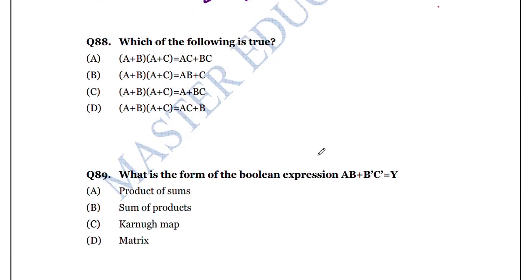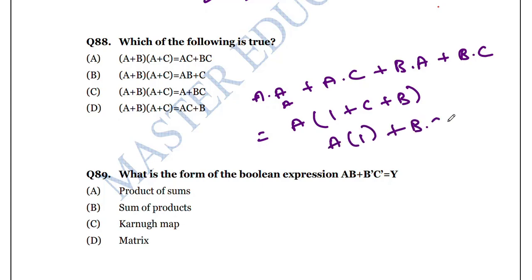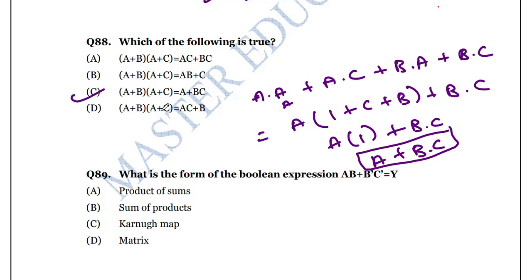Okay. The next question is which of the following is true. You just multiply and see: a dot a plus a dot c plus b dot a plus b dot c. If you multiply, what will you get? a dot a equal to a, so you will get a plus ac plus ab, which is a times 1 plus c plus b. That is equal to 1 only, plus b dot c. So the answer is a plus bc, which is available in option C. (a plus b) into (a plus c) is equal to a plus bc.